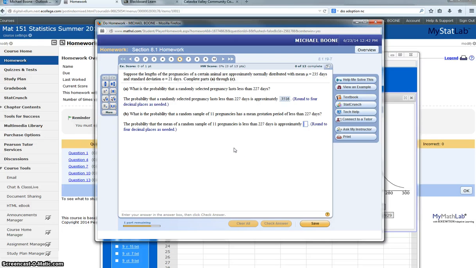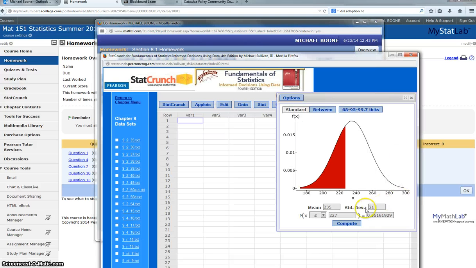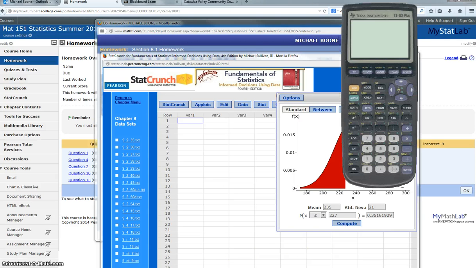Now we have a sample. So here's where the chapter 8 ideas come in. We have 11 pregnancies, right? So what we're going to have to change here is our standard deviation. Our standard deviation is going to change. They talk about in section 1 that the standard error of the mean is the standard deviation divided by the square root of n.